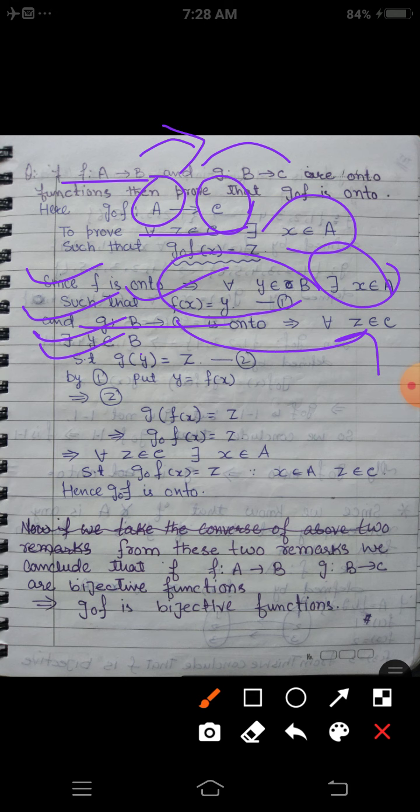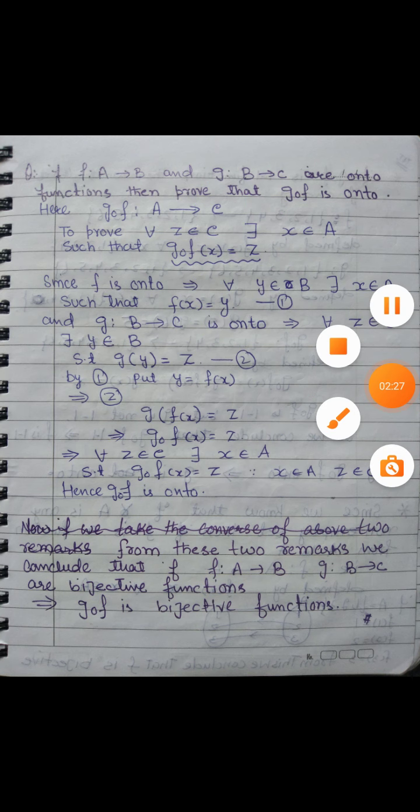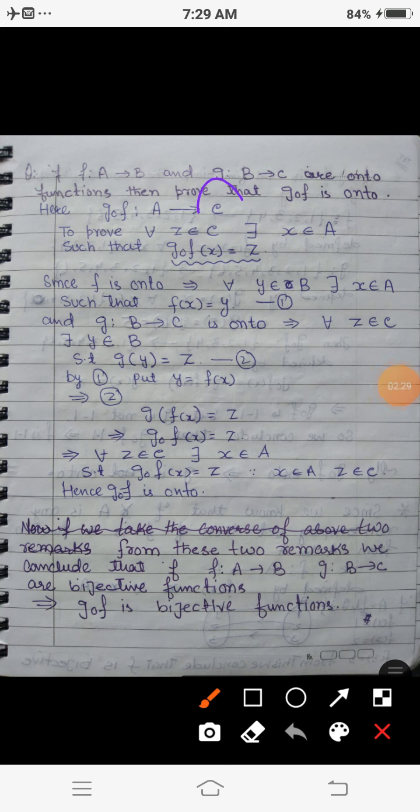Now here, from the first, y equals f of x, so g of f of x equals z, which implies that g of f of x is actually the composition of two functions. It is gof of x equals z. Hence, for each and every z belongs to the codomain of gof, that is C, there exists x belongs to A, such that gof of x equals z. Hence, by the definition of onto function, this function is also an onto function.